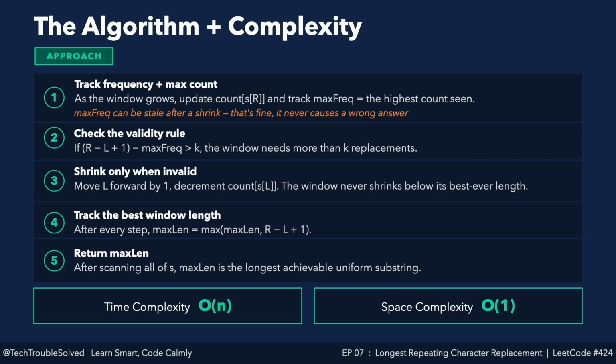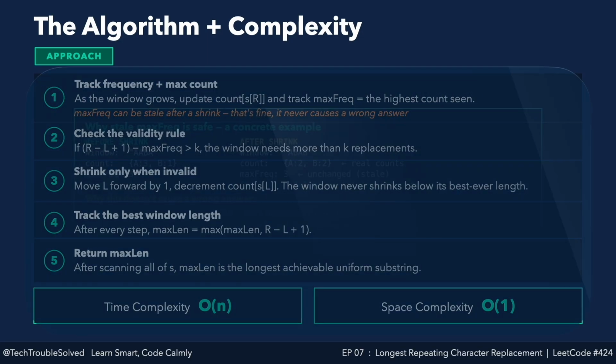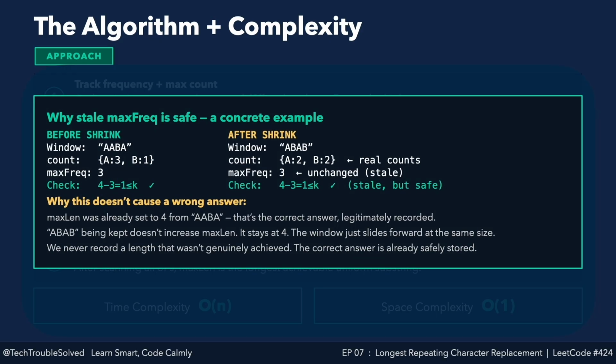Now, about max frequency never going down, this one trips people up. When we shrink, we decrement the count of the dropped character. We never touch max frequency. So after a shrink, max frequency can be higher than any actual character count left in the window. It's stale. Here is a concrete example.